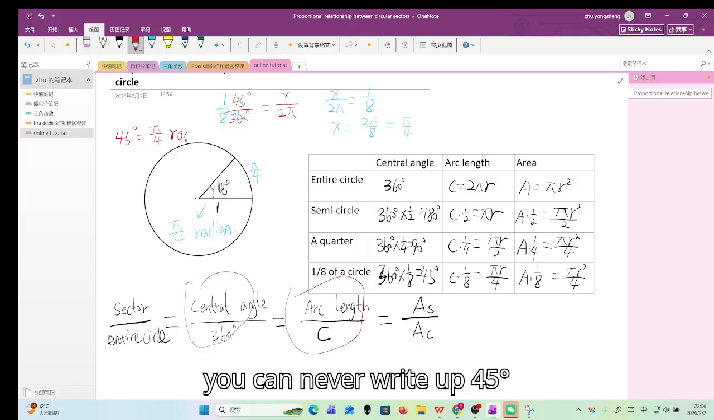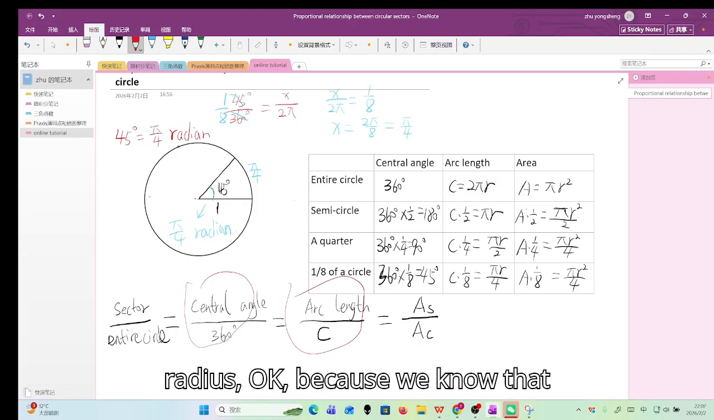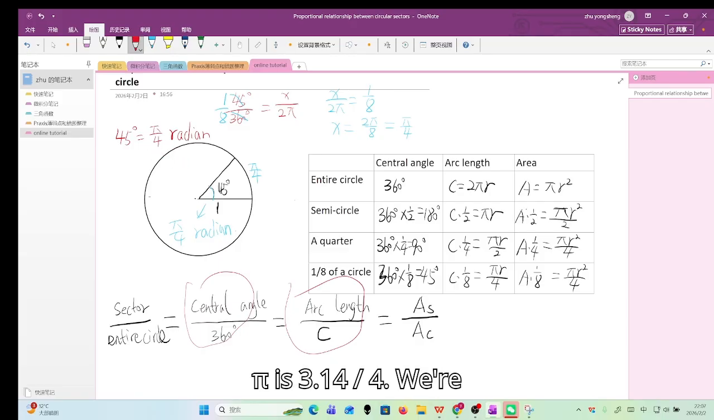Oh, remember, here's radians. You can never write 45 degrees equals pi over 4. It's always pi over 4 radians. Because we know that pi is 3.14 divided by 4 will not equal 45 degrees. Okay, it's radians. So pi over 4 radians represents 45 degrees, and 45 degrees is equivalent to pi over 4 radians.